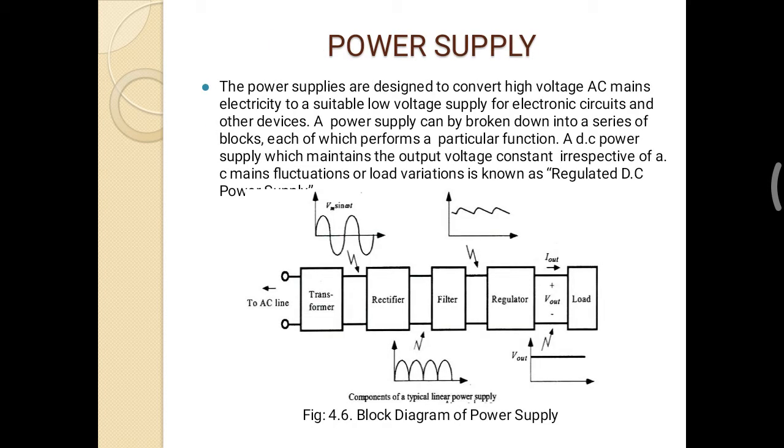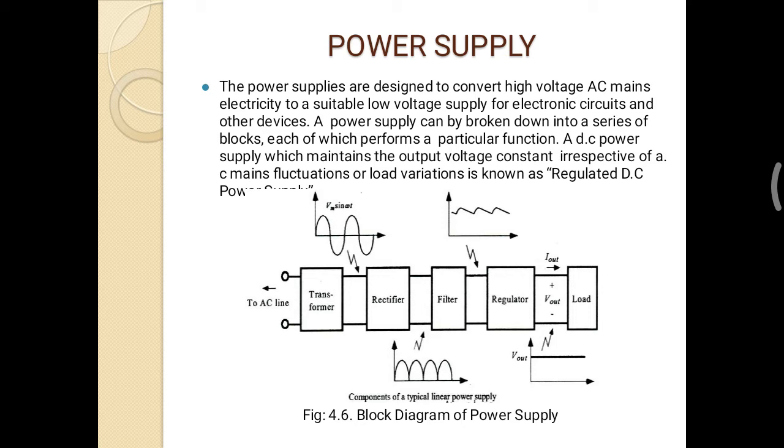Now, the power supply. The power supplies are designed to convert high voltage AC mains electricity to a suitable low voltage supply for electronic circuits and other devices. A power supply can be broken down into a series of blocks, each of which performs a particular function. A DC power supply, which maintains the output voltage constant irrespective of the AC mains fluctuations or load variations, is known as a regulated DC power supply. In this, the block diagram of the power supply is here.